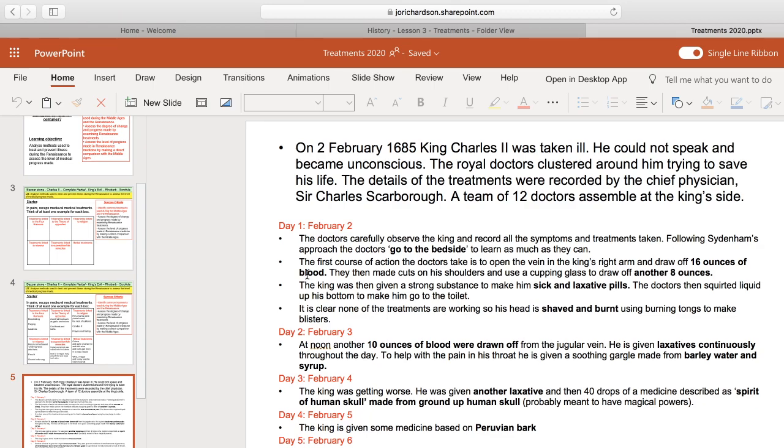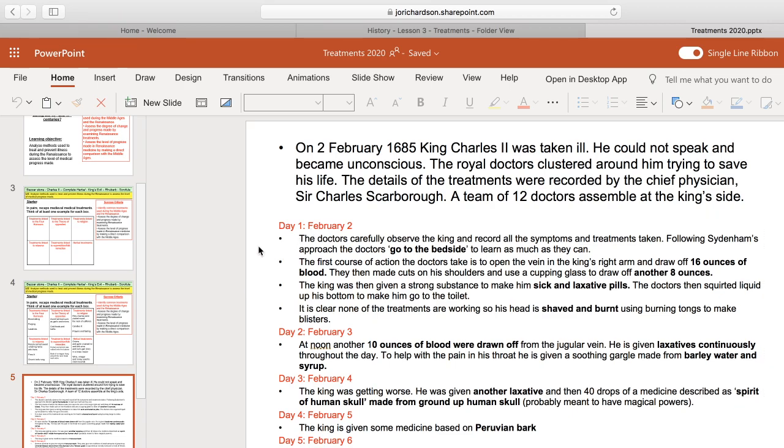And what I want you to do, and I'm happy for you to write this in your summary box, is make notes of the treatments that were given to or completed on King Charles. So I will read out maybe the first 2 bullet points and then show you what I mean by that and what I want you to make bullet point notes on in your summary box.